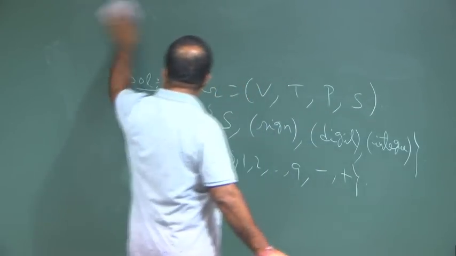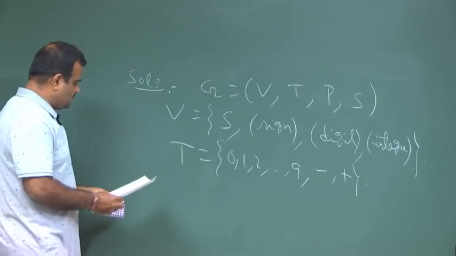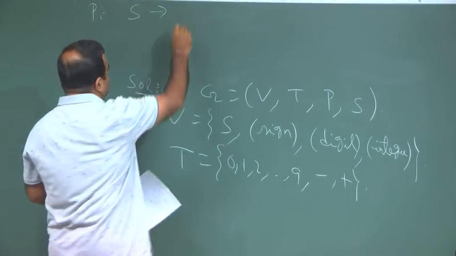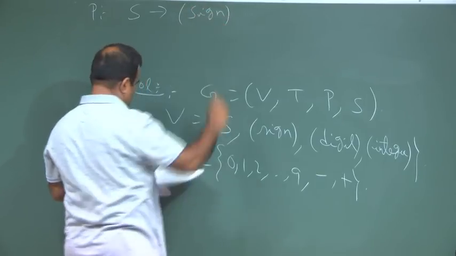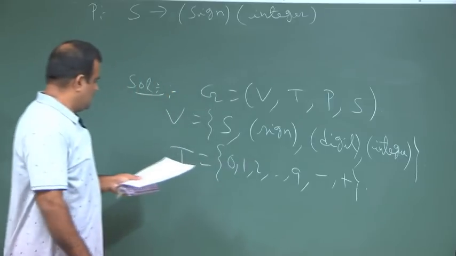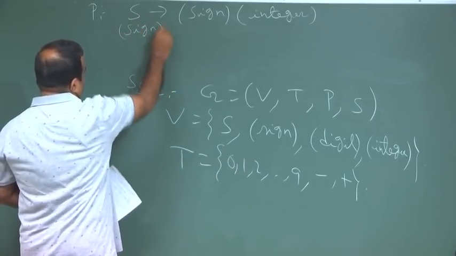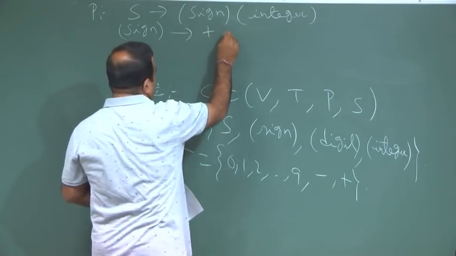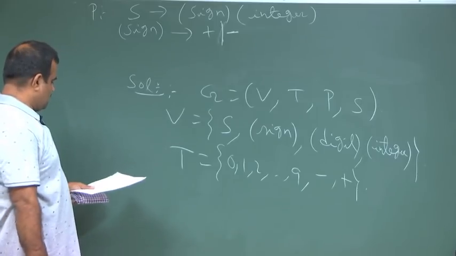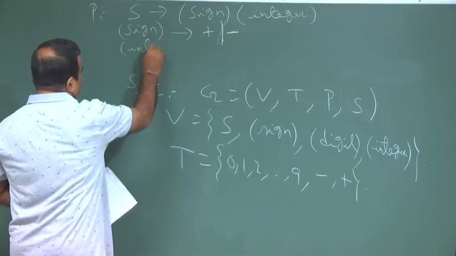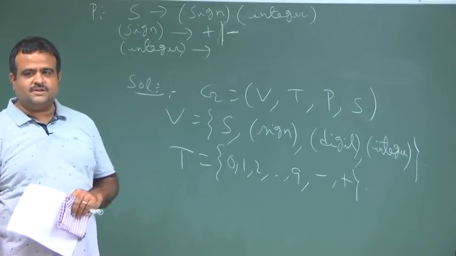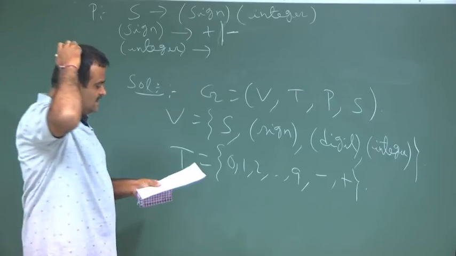And the rules, the productions P. So, P consists of like this, S is going to sign or an integer, and the sign is going to sign is either plus or it will go to minus. There are two rules over here, plus and minus, and the integer is going to. So, integer is either an integer, that means it is a positive integer, or it has a digit then integer.